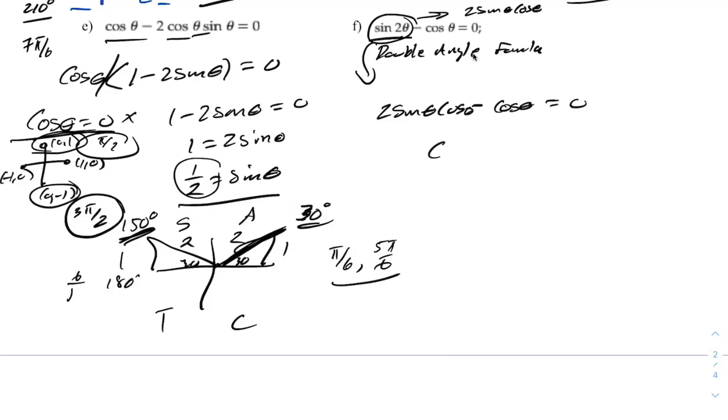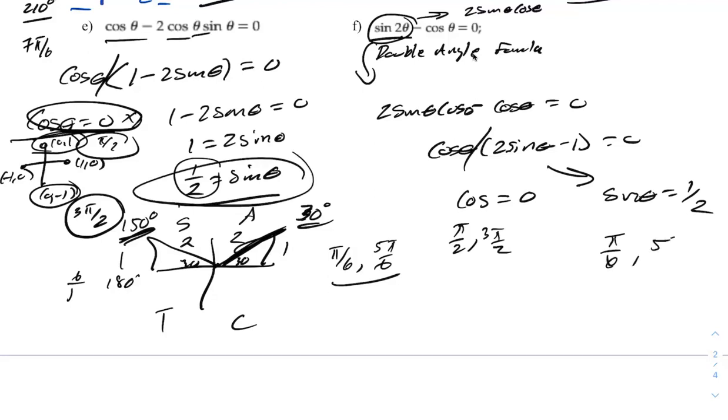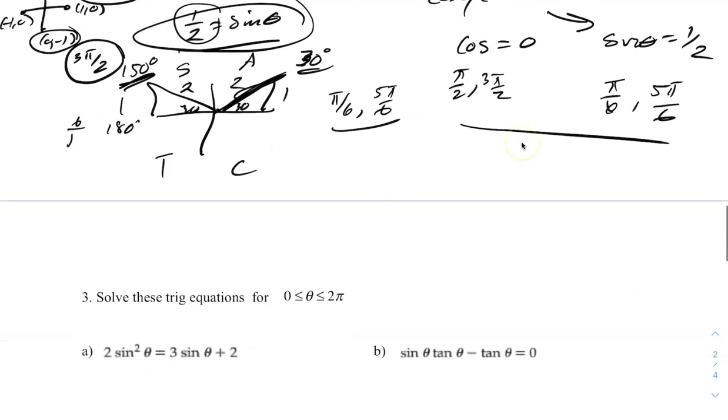Equals 0, factor out cosine: cosine theta times (2 sine theta minus 1) equals 0. Split it. Where does cosine equal 0? Luckily, we just did that right here. So pi over 2 and 3 pi over 2. No work needed. And then this is sine theta equals 1/2, which we just did right here. So pi over 6, 5 pi over 6. But that's how you get there. So that's a double angle formula, which we haven't learned this particular year, but normally you would, and that's how you use it. That just means 2 sine cosine, you plug it in.